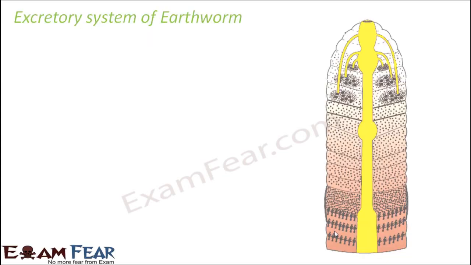With this, we will move on to the next system, that is the excretory system. By now we already saw what the food habits of earthworm are, how the food gets digested, how the digested food gets absorbed, and how that is circulated throughout the body with the help of blood vessels. So all those things are clear.